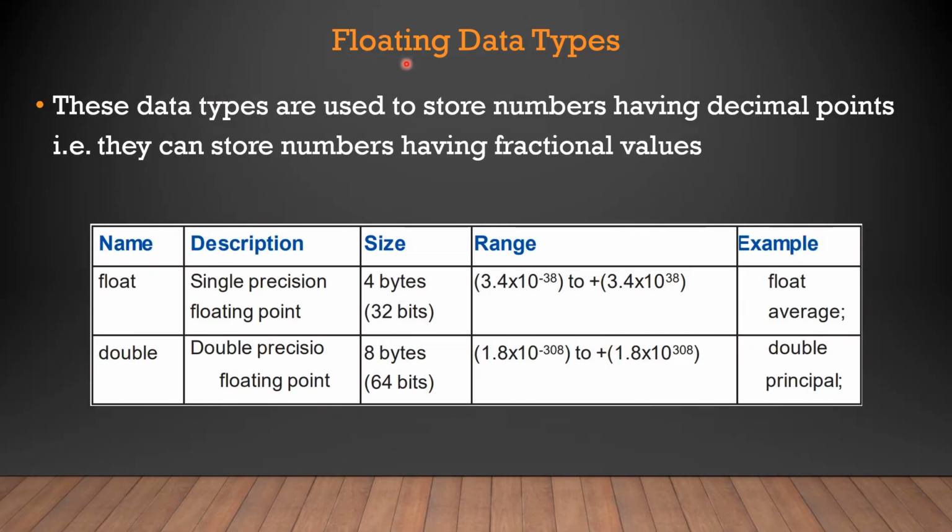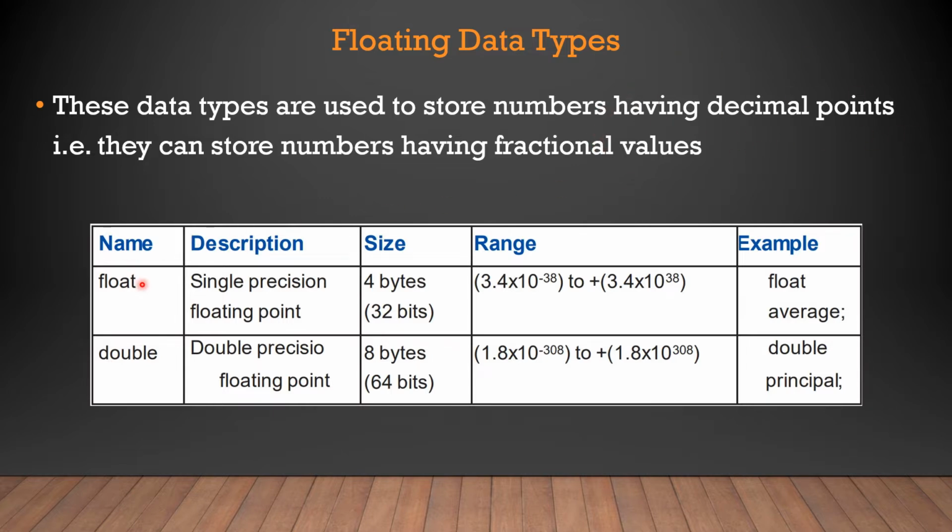Now next is floating data types. These data types are used to store numbers having decimal points, that is they can store numbers having fractional values. So whenever we want to store the fractional values, in numerator and denominator form, if we want to store such numbers, then we can use the floating data types. These are used to store numbers which have decimal points.